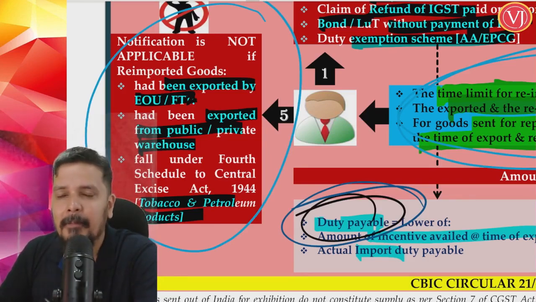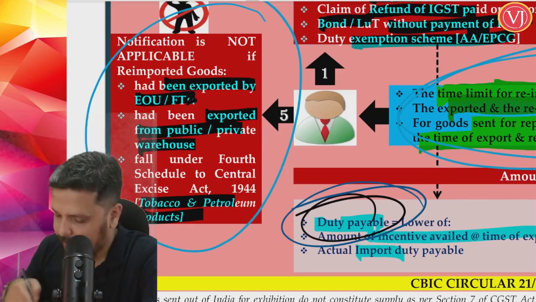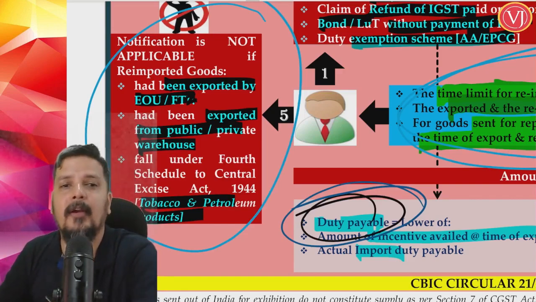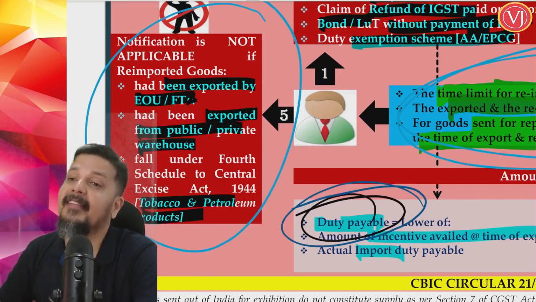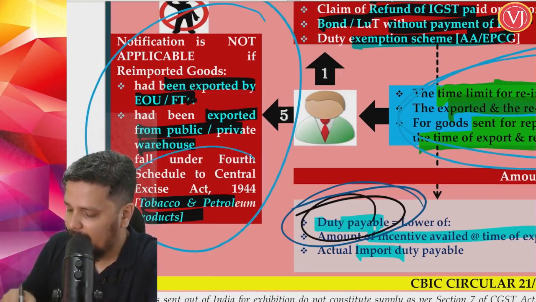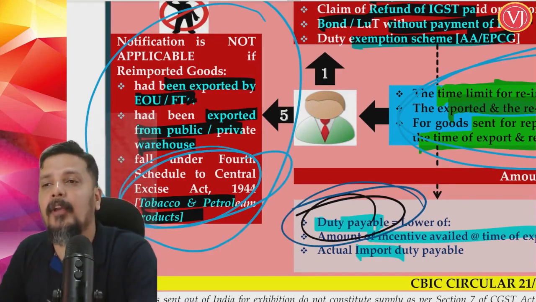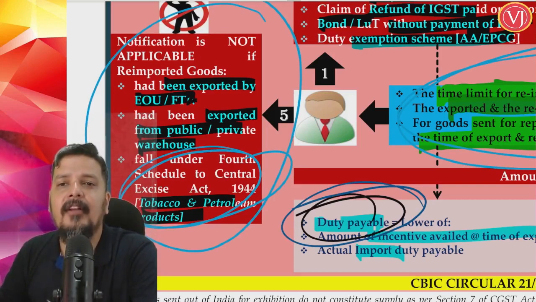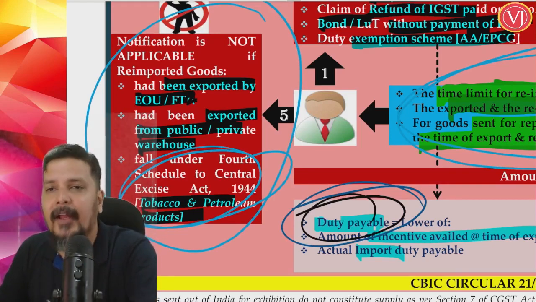Recollect those items. Permanently outside GST: liquor, where you don't have Central Excise duty. Temporarily outside GST: petroleum products, where excise will be there. Then inside as well as outside GST: tobacco. So you are talking about petroleum products and tobacco products where Central Excise duty is there. They are demotivating re-import of petroleum and tobacco products. The logic of telling that the benefit will not be given for tobacco and petroleum products is they don't want re-import of these products.